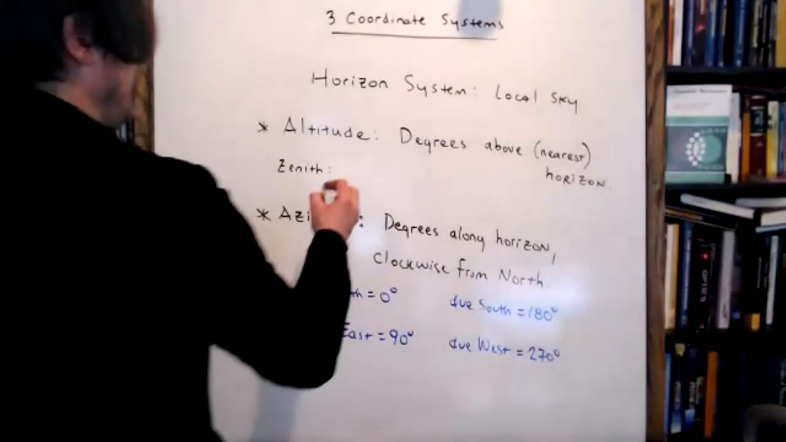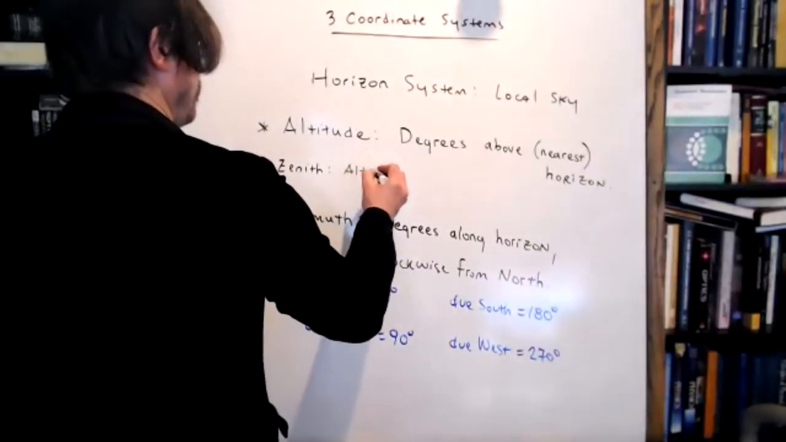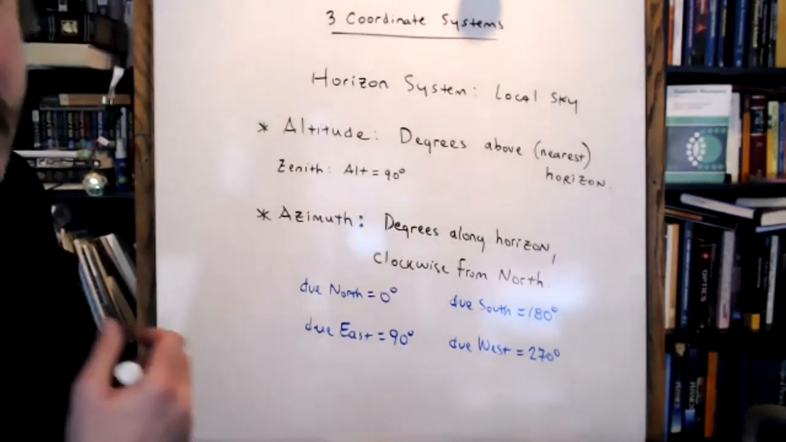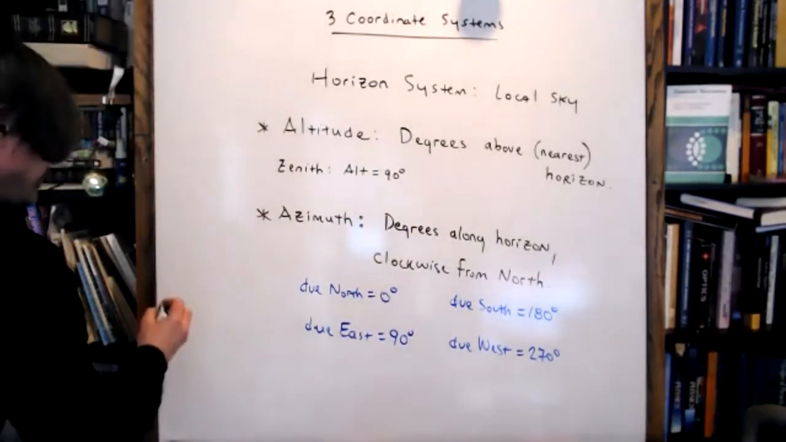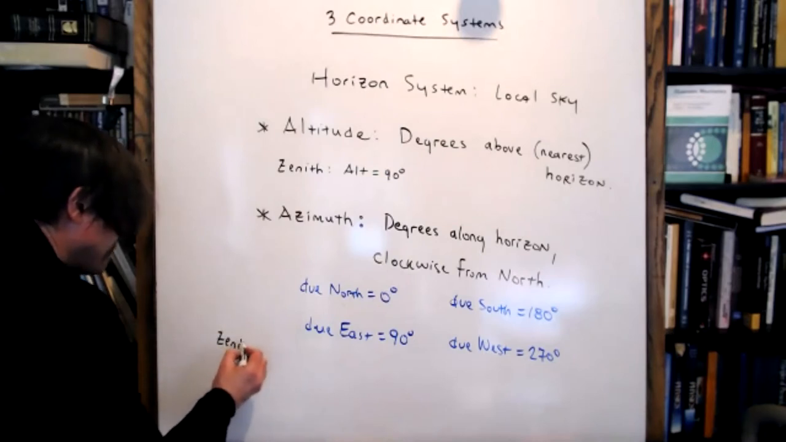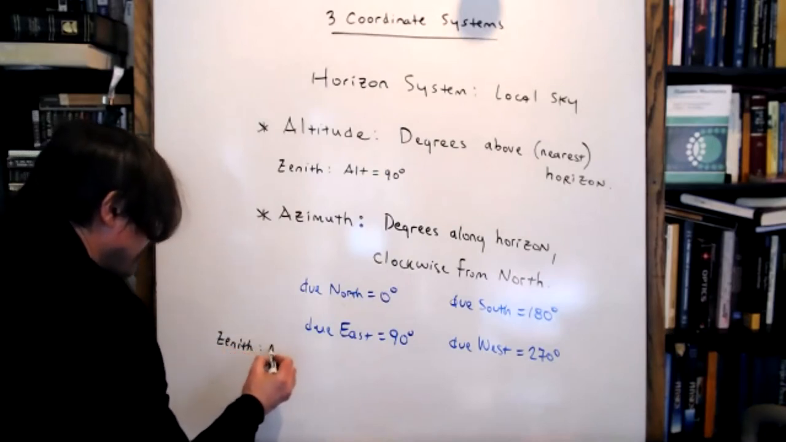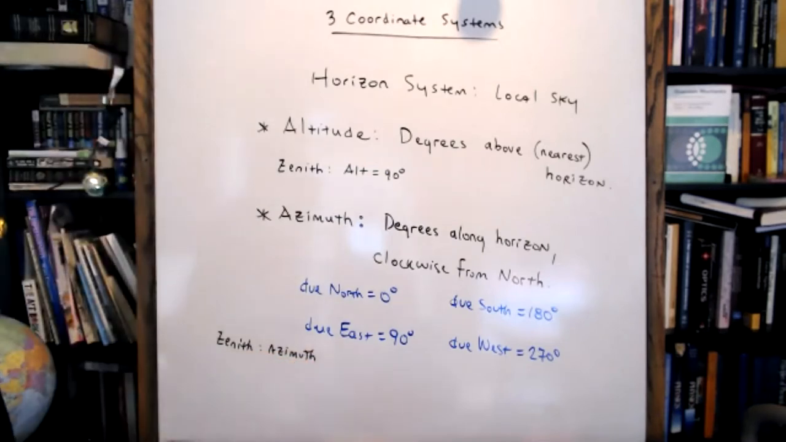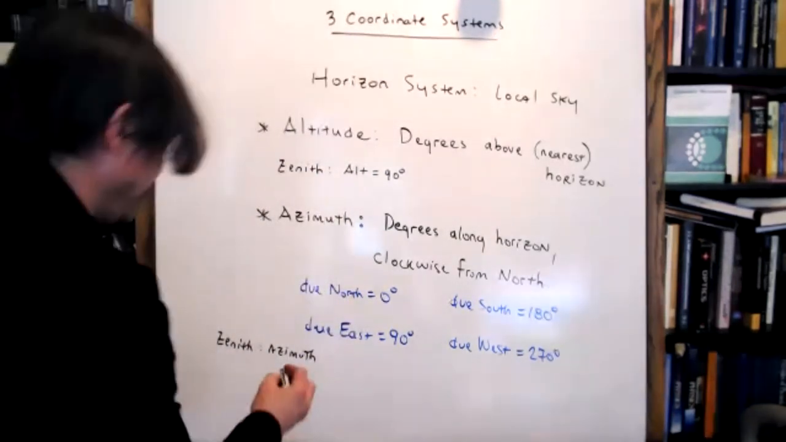The zenith has an altitude of 90 degrees. Let's try it again, Ian. What is the azimuth of the zenith? Well, based on what I just asked you about, I'm going to guess that it's a degenerate point for this. Excellent. Very good.